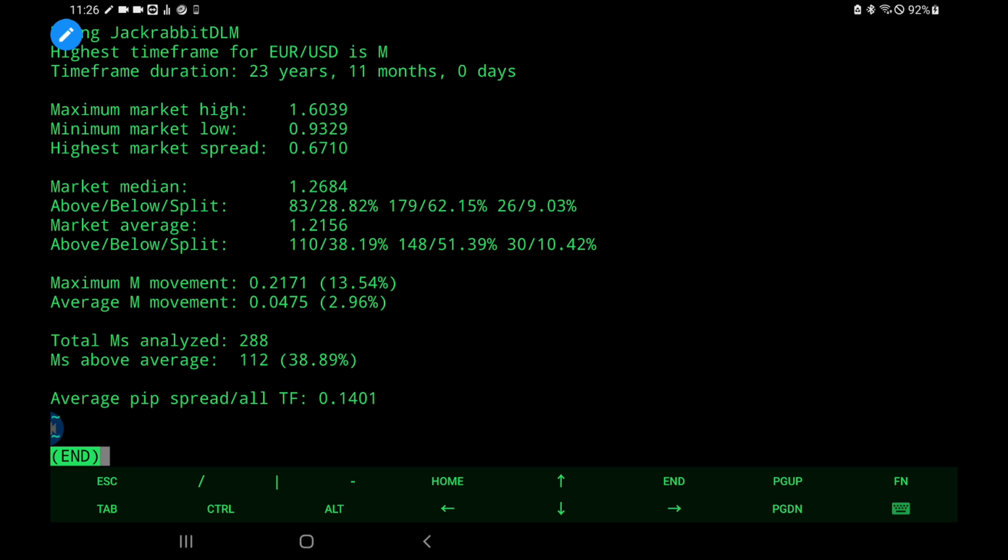Now let's look at the monthly movement. The highest time frame for this asset is 1 month. Monthly movement, that tells me a lot of information.